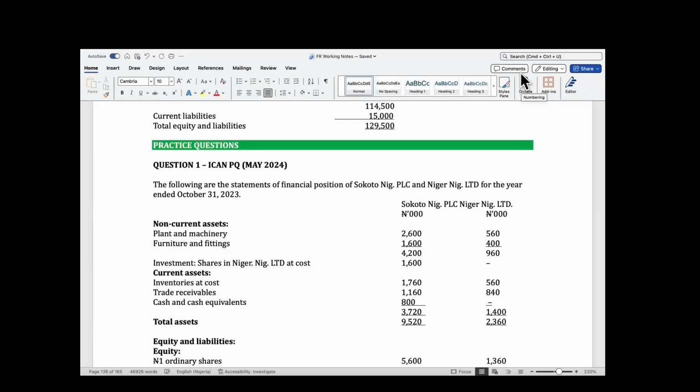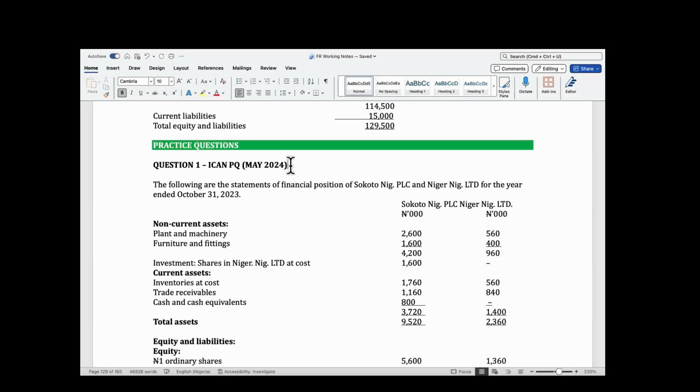Now, we'll continue from where we stopped in our last period. And like I promised you, the first thing we're going to do is review these past questions that I asked you to go and look at. And I want to believe that you have all looked at it. So, this was a question of May 2024 diet.